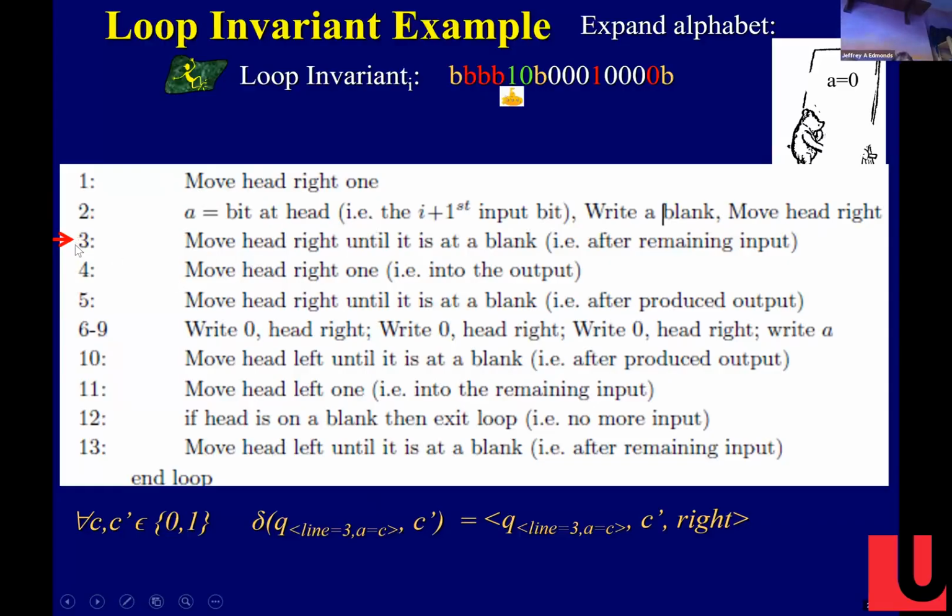I'm going to keep moving right. So that means I have to keep being in line 3, right? I'm going to busy wait in line 3. That's what the until means. The until means that we have a little loop here, right? So move head right until.